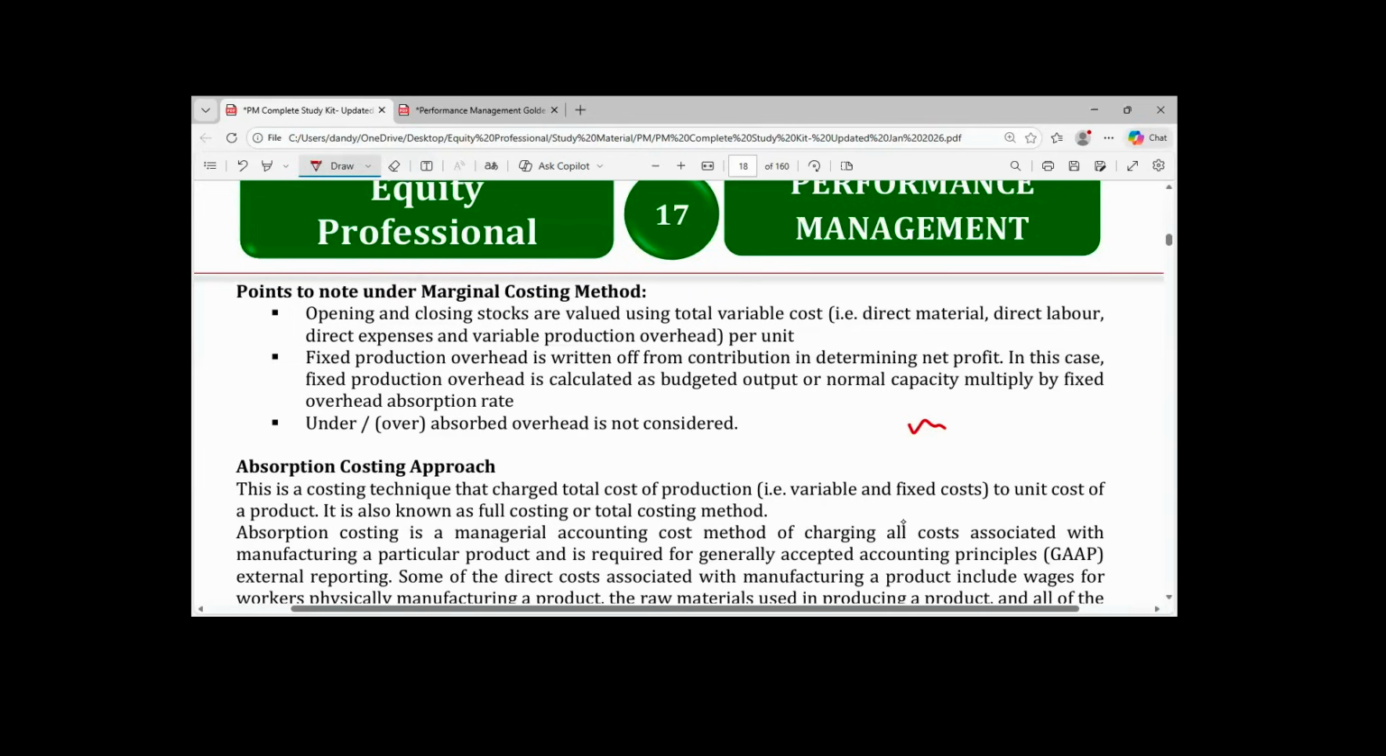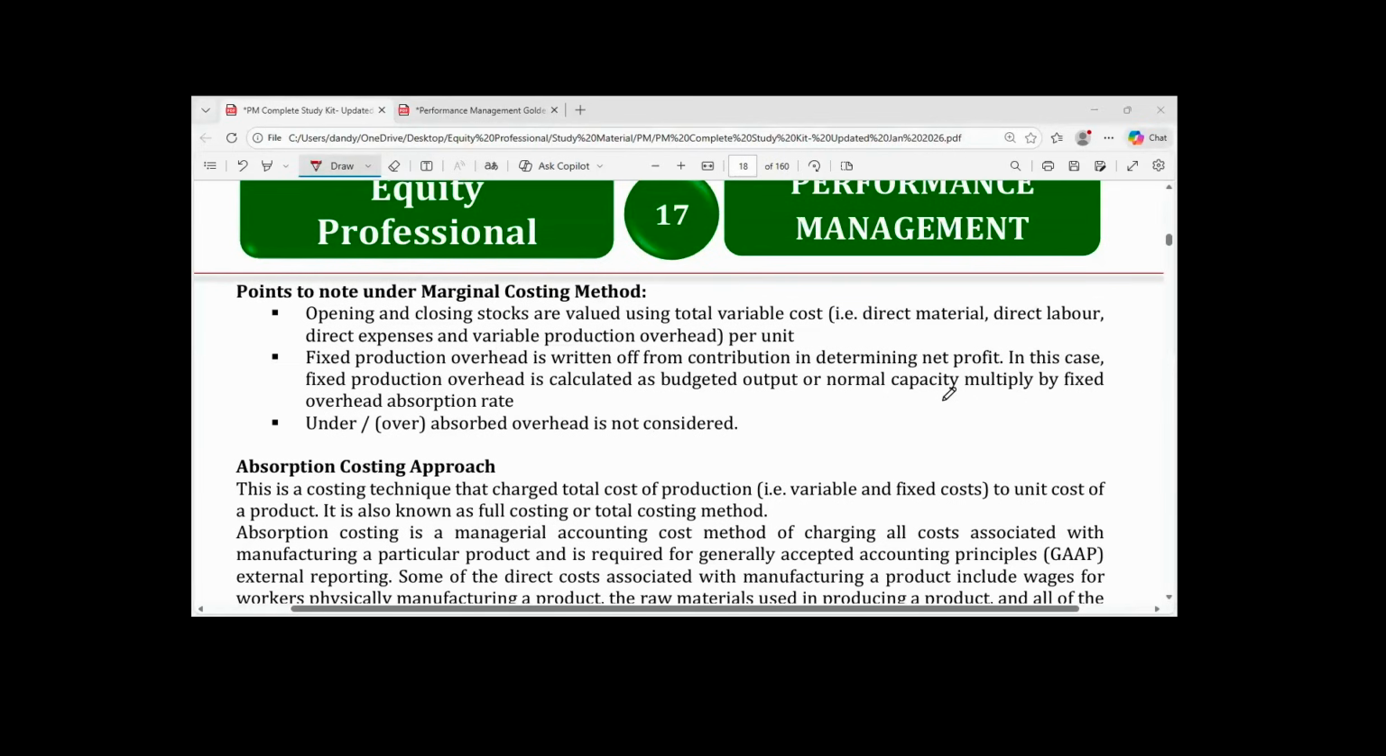The first one is that using the marginal costing technique, opening and closing stocks are valued at total variable cost per unit. Then 2, under marginal costing concepts, fixed production overhead is not part of production cost, but rather it is written off fully from the aggregate contribution.